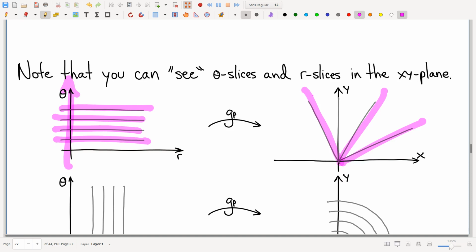So I'm going to make the case that even though, yes, I am technically doing a pullback and I have a new domain and I'm slicing in the r theta plane, everything that happens over here in the r theta plane, I can see happening in the xy plane. And again, it's really happening over here, but you can see everything that's happening over here.